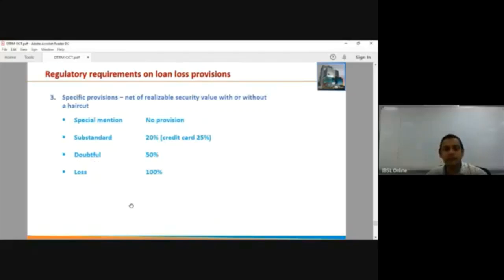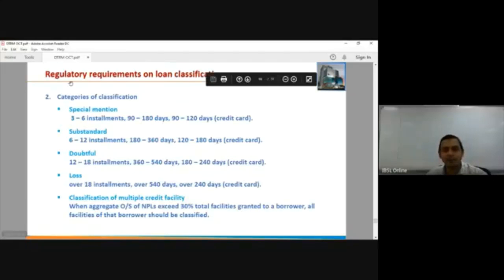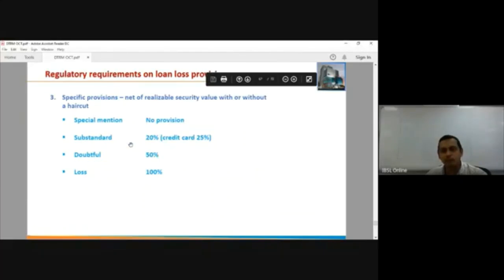The other thing is, classifying a loan into this bucket alone is not sufficient. Once the bank classifies its NPL into this bucket, banks are required to make provision. Now for special mention, that is 3 to 6 month default, there's no provision requirement. But if it moves after that, after more than 6 months or more than 180 days, then substandard 20% provision, for credit card 25% provision, doubtful 50% provision, and loss 100% provision. So these are the provisioning requirements.